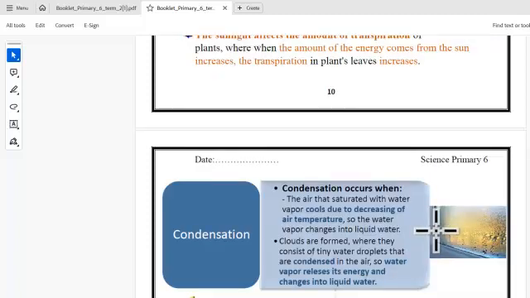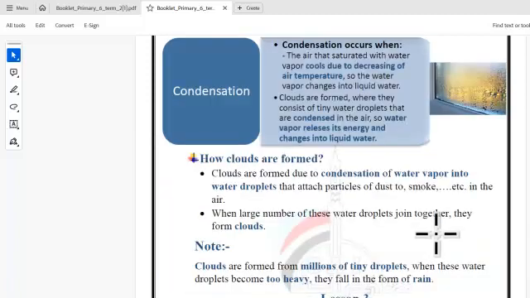Condensation occurs when the air that is saturated with water vapor cools due to a decrease of air temperature. So the water vapor changes into liquid water. Clouds are formed, where they consist of tiny water droplets that are condensed in the air, so water vapor releases its energy and changes into liquid water. How are clouds formed?